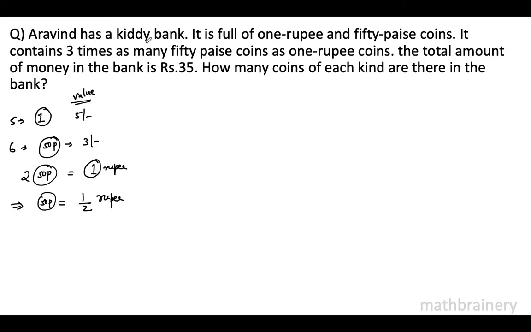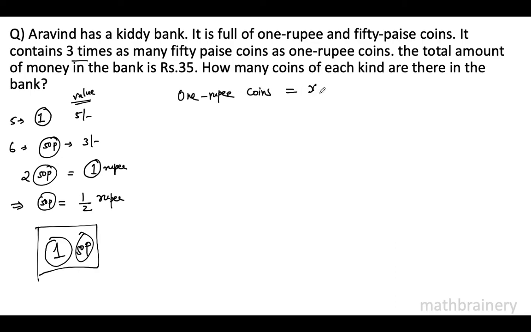Aravind has a kiddie bank which contains some 1 rupee coins and 50 paise coins. So there's a kiddie bank. In this kiddie bank of Aravind, there are some 1 rupee coins and there are some 50 paise coins. What is the condition? It contains 3 times as many 50 paise coins as 1 rupee coins. So if I assume the number of 1 rupee coins in the kiddie bank as x, then the number of 50 paise coins is 3 times of this, that is 3 times x, which is 3x.